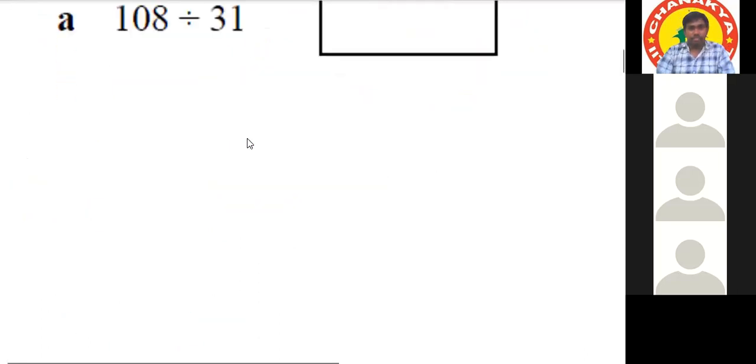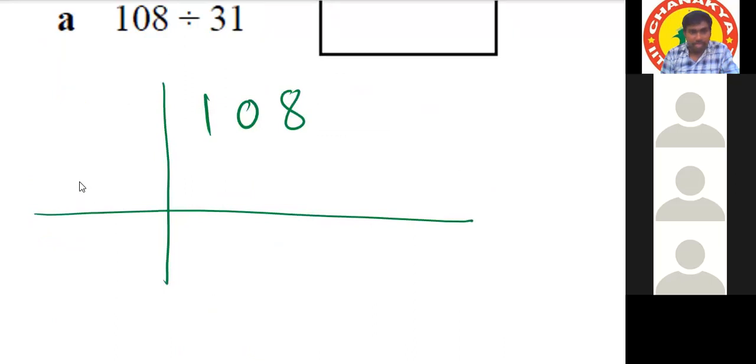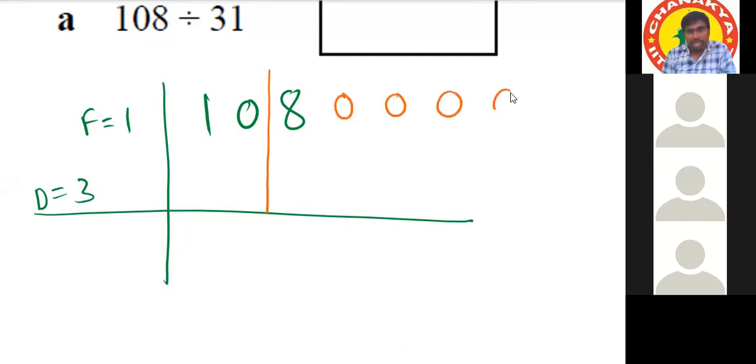I'm starting mine. Here the number is 108, and we have to divide this number by 31, in which 3 is the divisor and 1 is the flag. Here the flag consists of 1 digit, that's why we have to separate after 1 digit. And after separating, we can take any number of zeros.